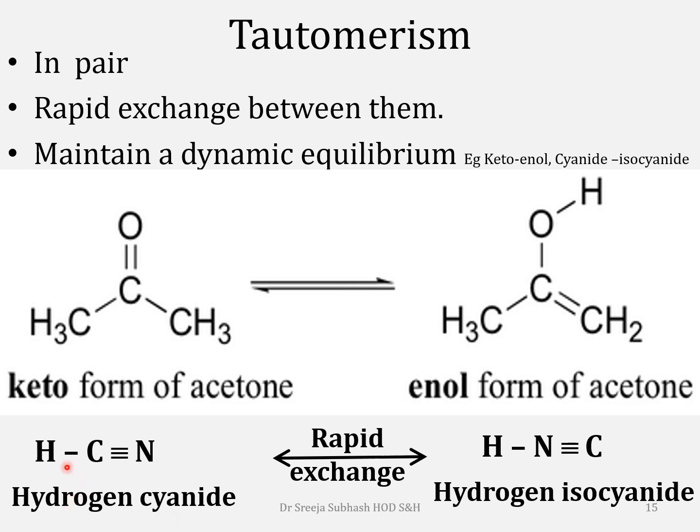Another example is cyanide rapidly changing to isocyanide. The difference is that here you can see hydrogen connected to the carbon of the cyanide group. Here, hydrogen is connected to the nitrogen of the isocyanide. Again, a dynamic equilibrium is established between the two. It's a typical case of tautomerism.